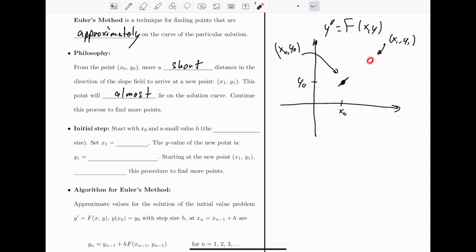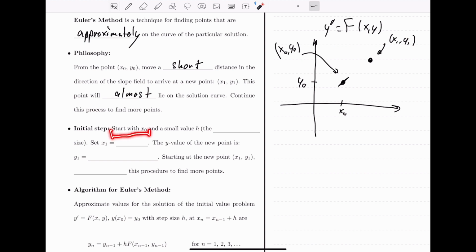But this point will be approximately on the solution curve. And we continue this process. We reset this new point to be the starting point, and we continue to find more points. Now, let's try to figure out what the coordinates of this point are. We're calling the point x1, y1, but what's x1 and what's y1?